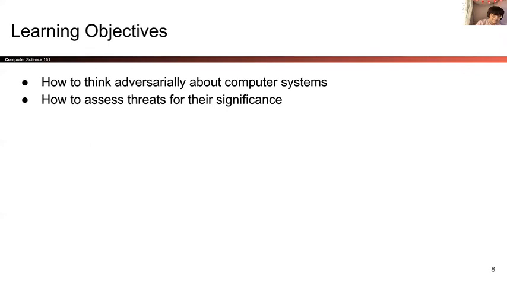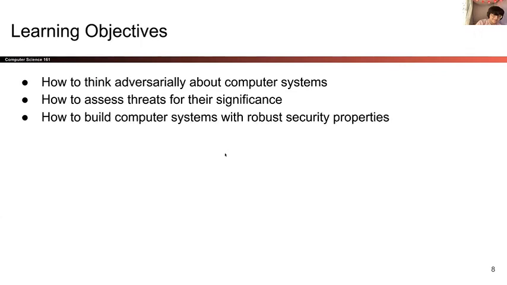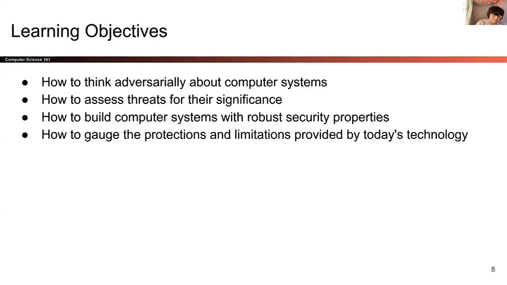So if there's a potential attack, we have to know what kind of damage it can do, and how we should protect against that. We should also learn how to build computer systems that have robust security properties. So what we mean is, when we're building a system, we need to be actively thinking about what are ways that people can attack the system, and how should we build the system to avoid having vulnerabilities for people to attack. And finally, we also want to think about how to gauge protections and limitations provided by today's technology.